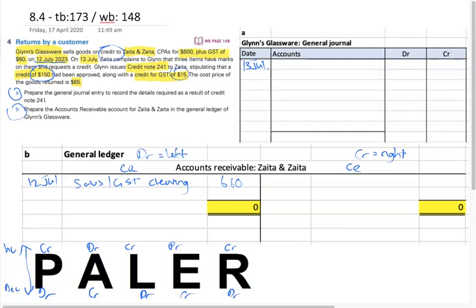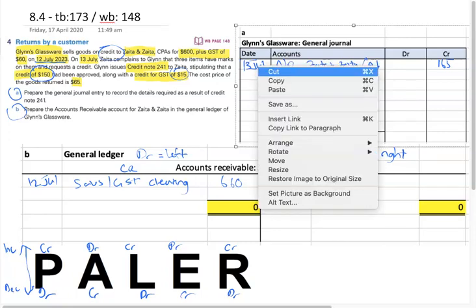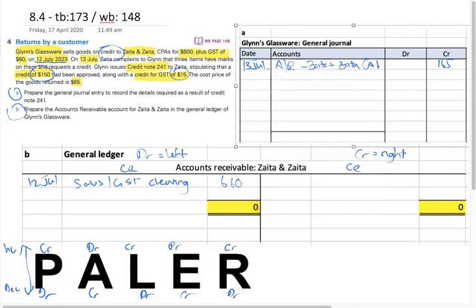And I'm going to do it slightly wrong in terms of the order because we're going to show our thinking process, and this would be okay in a SACA exam as well. Our customer, accounts receivable Zeta and Zeta, owe us less $165, which means our asset has gone down.